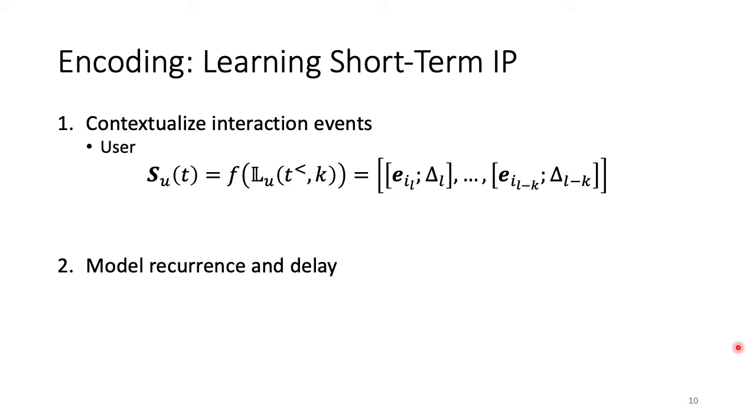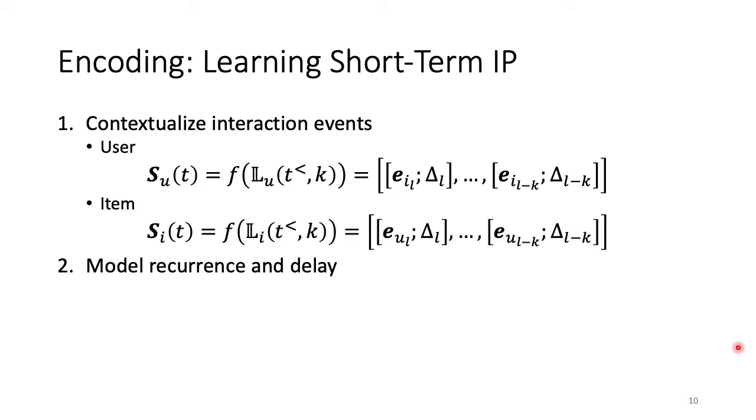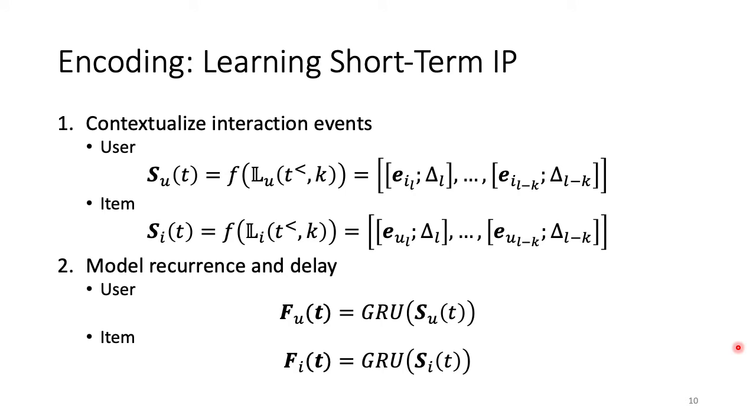We do the same contextualization for the item. Finally, we model recurrence and delay using a time-aware recurrent neural network, which gives us these high-level features for both user U and item I at time t.